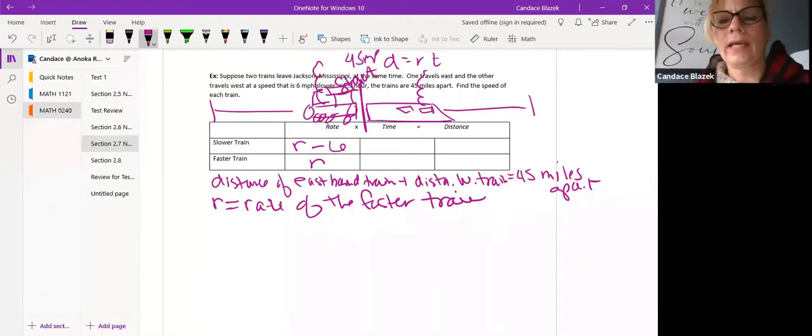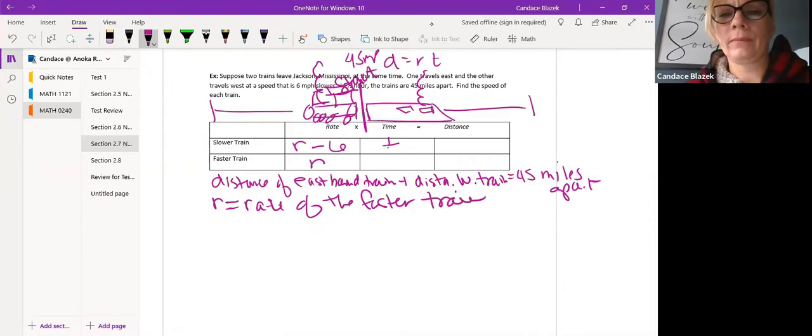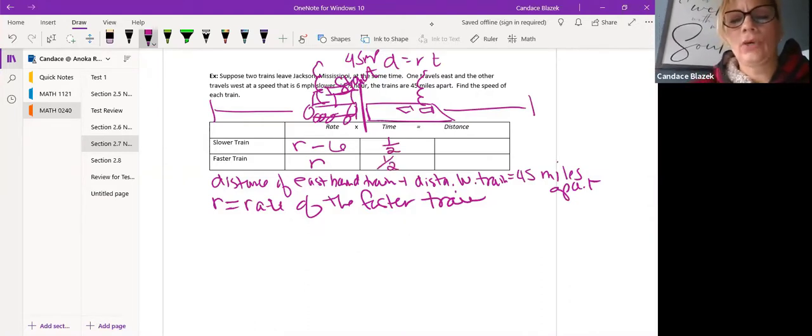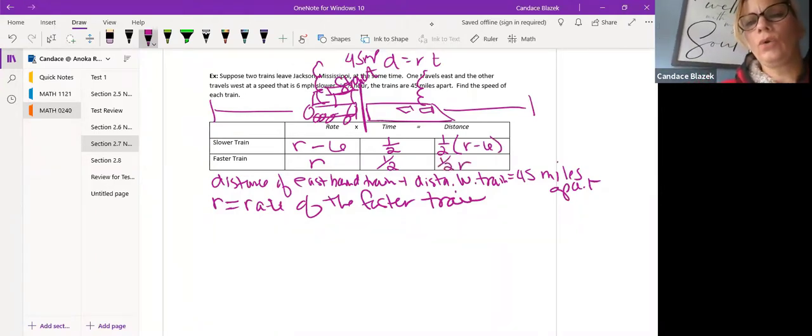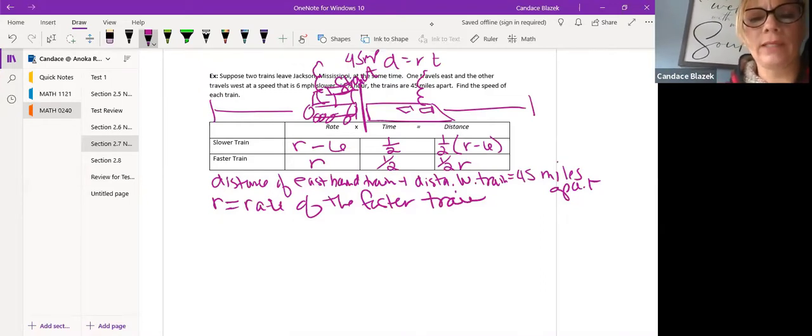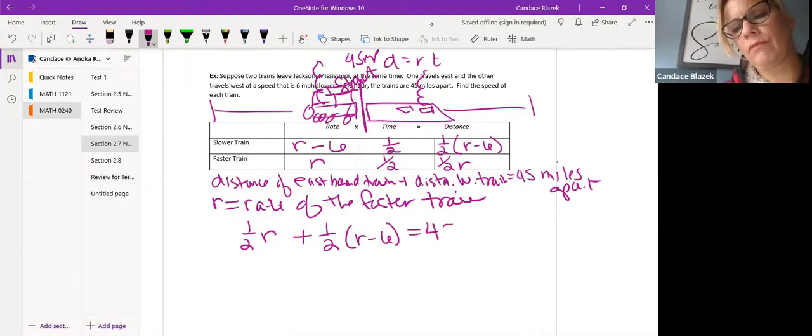Okay, so the time, 1/2 hour, is written in; they both traveled at the same time. So with the slower train, we're going to have 1/2 times r minus 6. And with the faster train, we'll have 1/2 times r. And we know that after half an hour, they are 45 miles apart. So we're going to take the distance of the eastbound train, which is the faster train, 1/2 r, plus 1/2 times r minus 6 is equal to 45 miles apart.